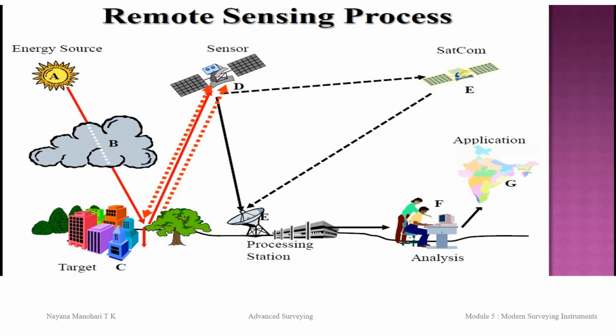The final element of the remote sensing process is achieved by extracting what? The required information from the imagery about the target in order to better understand it, or to reveal some new information, or to assist in solving a particular problem. This is the process of what? Remote sensing.